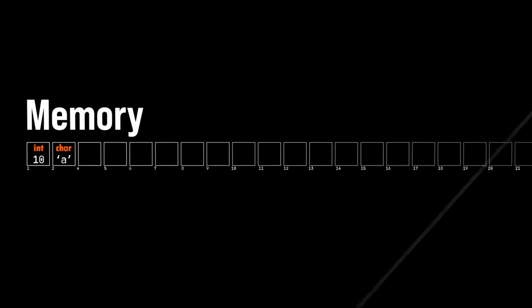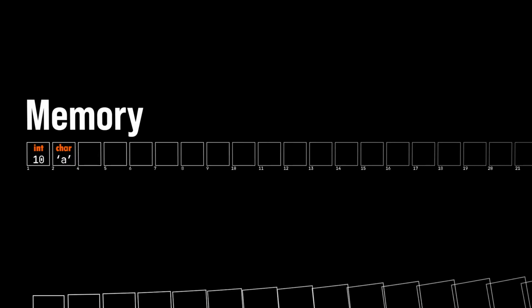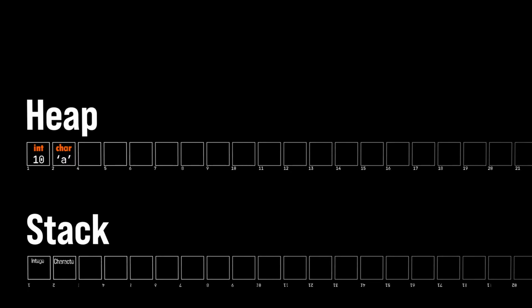Let's take a moment to consider how our computer stores variables in memory. We can imagine our memory as a continuous line of slots, each with its own associated number, indicating which slot it is. And in this, we can store our primitives. We can consider another area of our memory to store references, which we'll call the stack and the heap.